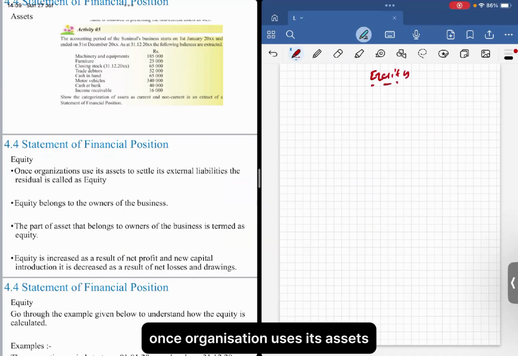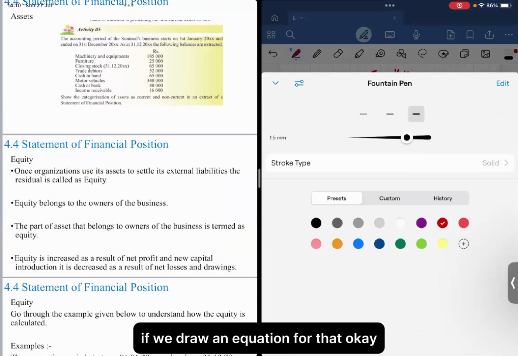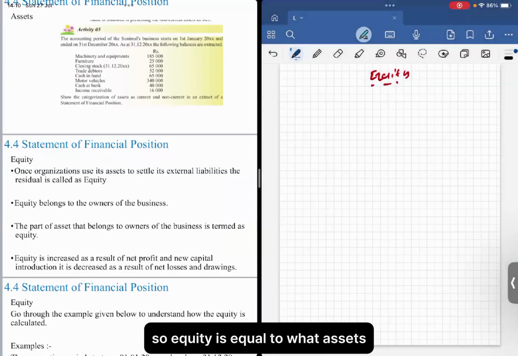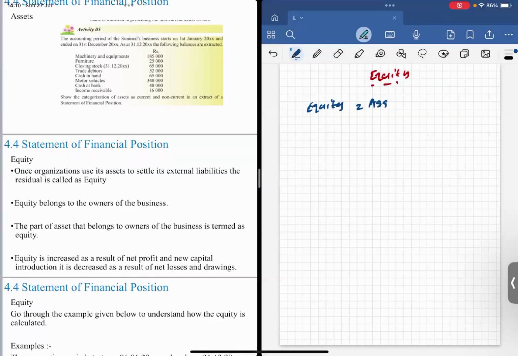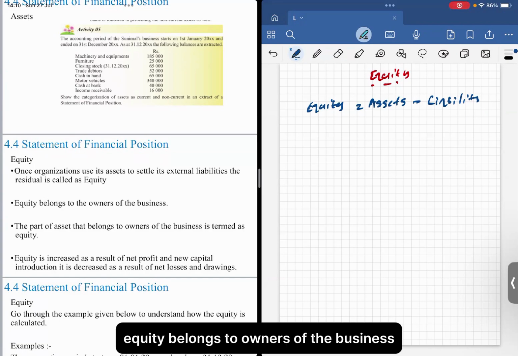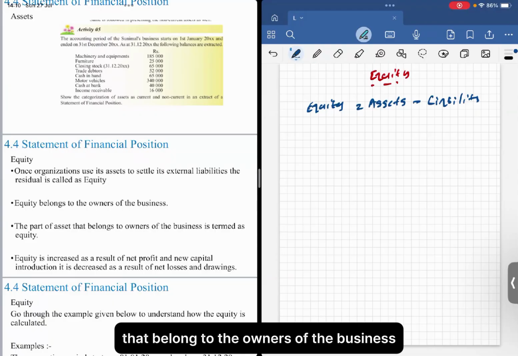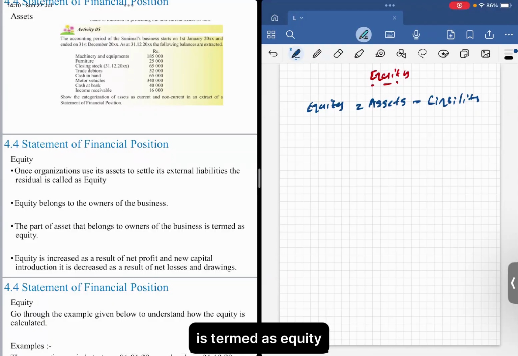Once an organization uses its assets to settle its external liabilities, the residual is called equity. In simple format, if we draw an equation for that, equity is equal to assets minus liabilities. Equity belongs to the owners of the business. The part of the assets that belongs to the owners of the business is termed as equity.